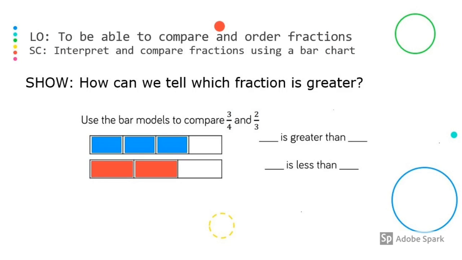To help us understand fractions, we're going to begin by using some bar charts to help represent them. In this show question, how can we tell which fraction is greater? There are two bar models that show 3/4 and 2/3. They clearly show that 3/4 is greater than 2/3 and 2/3 is less than 3/4. We know this because more of the bar chart is filled up in 3/4 than it is in 2/3.